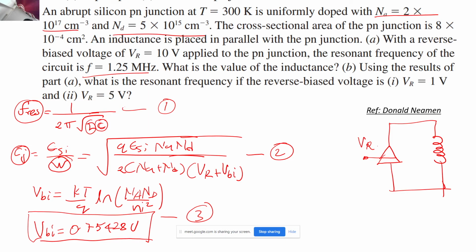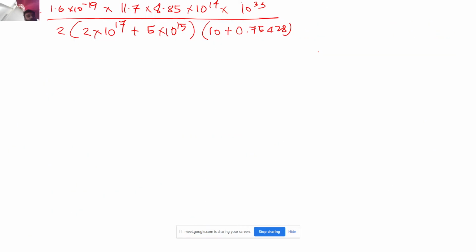They have mentioned that this resonant frequency has been found under the reverse bias of 10 volts. So I will just apply 10 volts over here, and the VBI I have just found, 0.75428. If you just solve this, then Cj will come out to be 6.1297 nanofarads. Nano is 10 to the power minus 9. This has come at VR equal to 10, and its units are farad per centimeter square. So I will just write it as X.